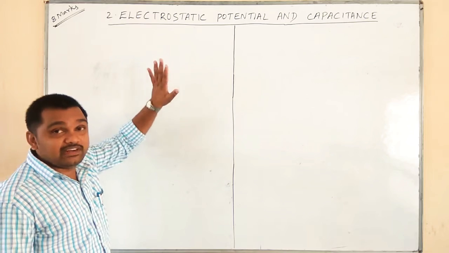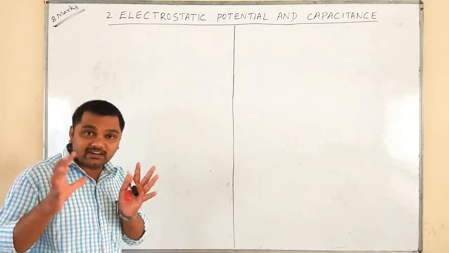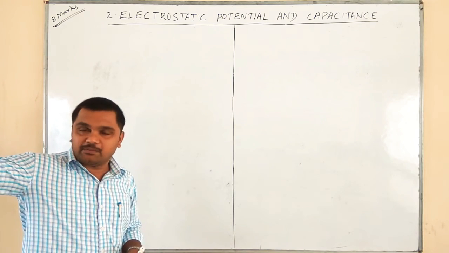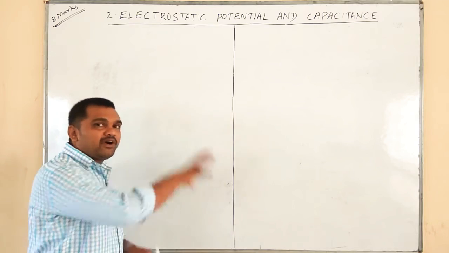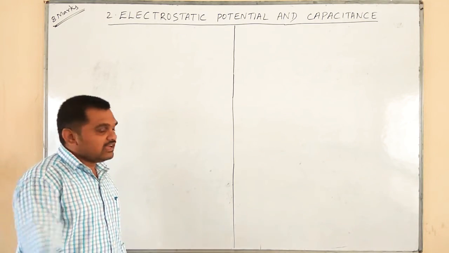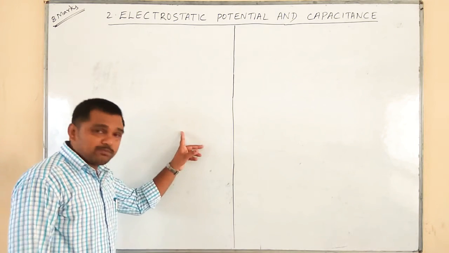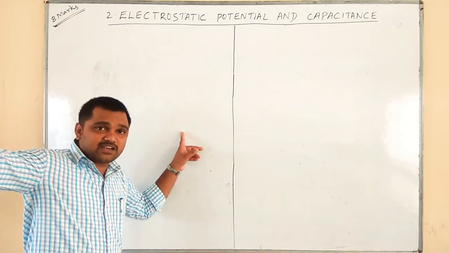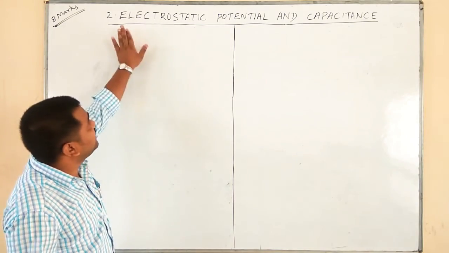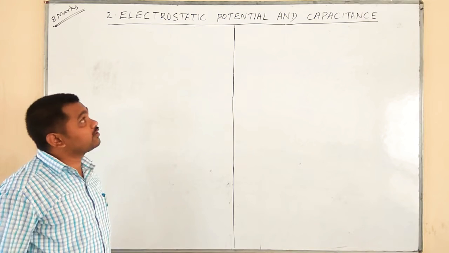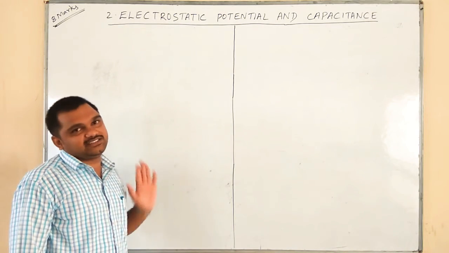Therefore, we will define gravitational potential as the amount of work done in bringing a body of mass 1 kg from infinity to any point in the gravitational field. At which point we should know the value of gravitational potential? To that point we should bring a body of mass 1 kg from infinity. Similarly, in the case of electrostatic potential, we just replace that mass with the charge.